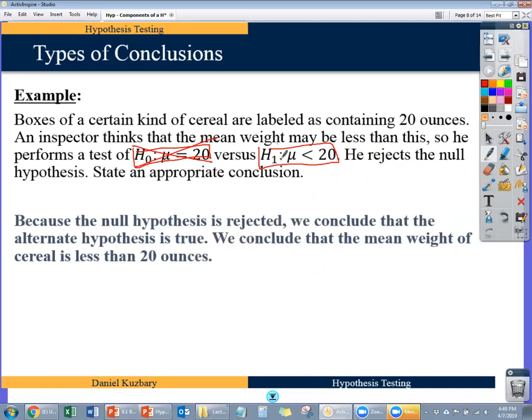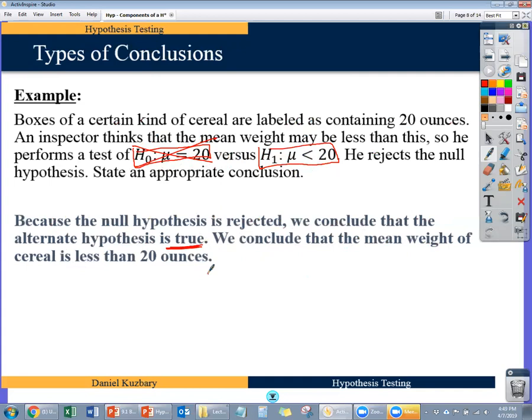So his conclusion should say, okay, we have enough evidence to say that the null hypothesis is probably not true. So because the null hypothesis is rejected, we're going to conclude that the alternative hypothesis is true. Let's go this way. We conclude the mean weight of the cereal is less than 20 ounces.